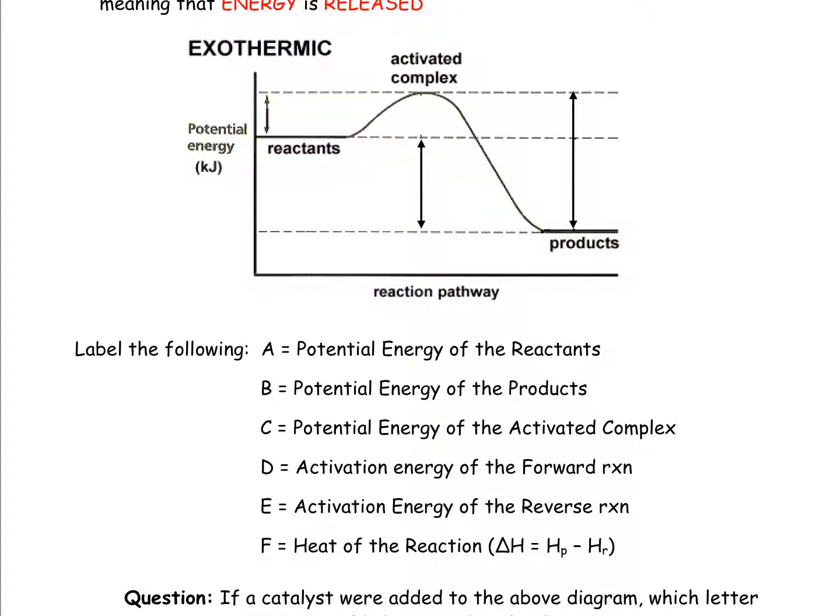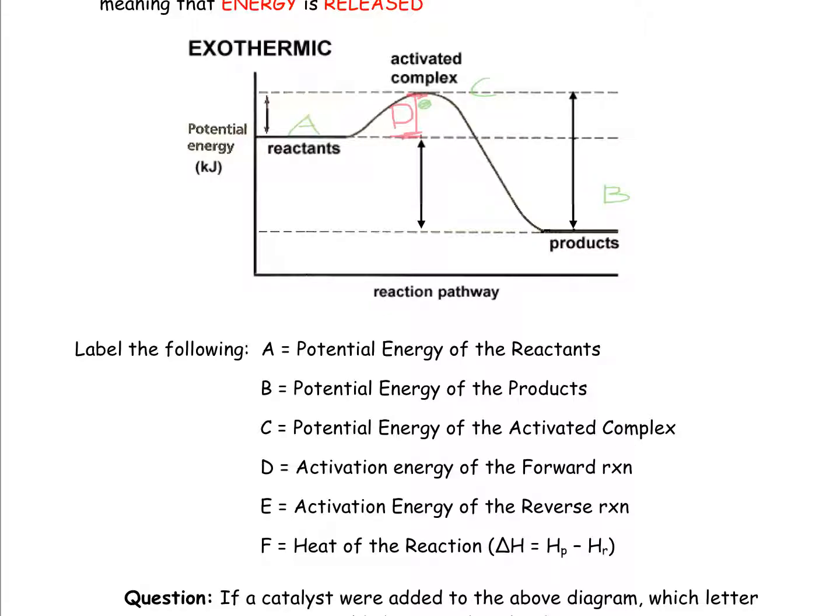First, we'll start with the potential energy of the reactants, A, potential energy of the products, B, potential energy of the activated complex sits at the highest most point, C. Next we have the activation energy of the forward reaction. So we started at our reactants, move up to the activated complex. So this change here is our activation energy of our forward reaction. We label that D.